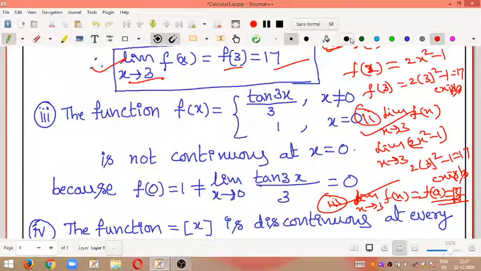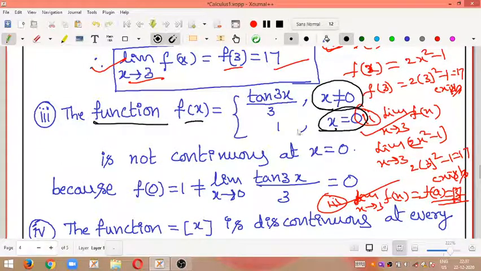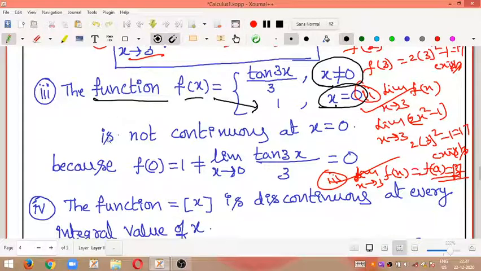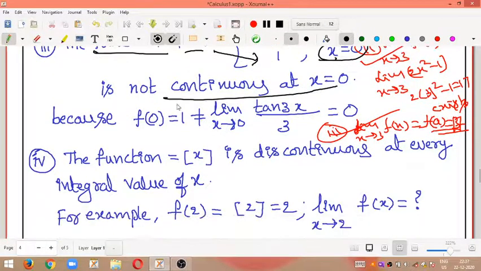One more definition. See here, the function f of x is equal to tan 3x by 3 if x is not equal to 0, and if x is equal to 0, the function is said to be 1. So is this continuous at x is equal to 0? We want to check whether it is continuous or discontinuous at that point.